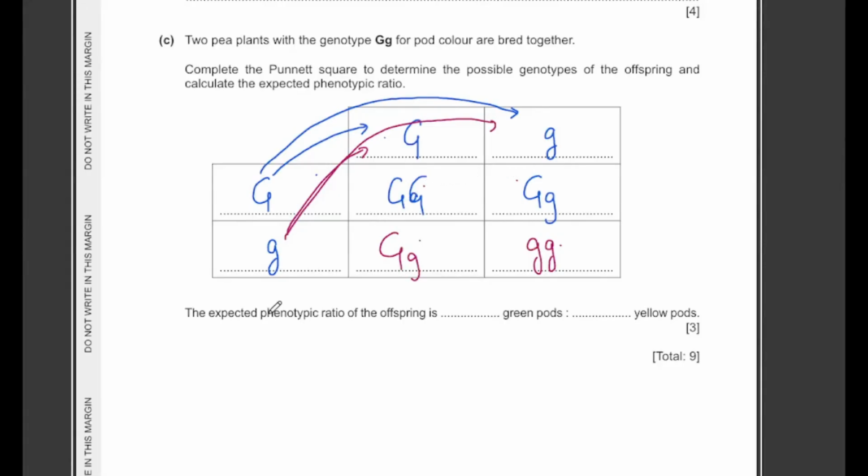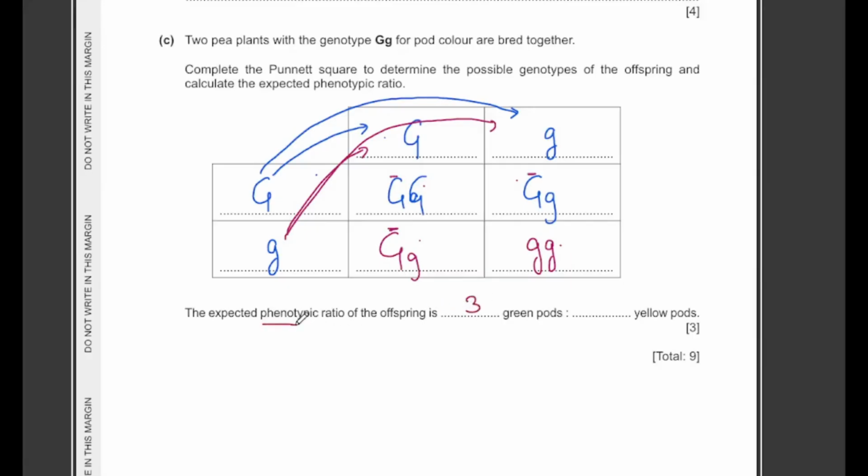So the expected phenotype ratio of the offspring is green. How many are there? We'll see the capital letter. This is green, this is also green, this is also green, because G is dominant, capital. So basically it will represent green. So how many green are there? So we have basically 3 green.